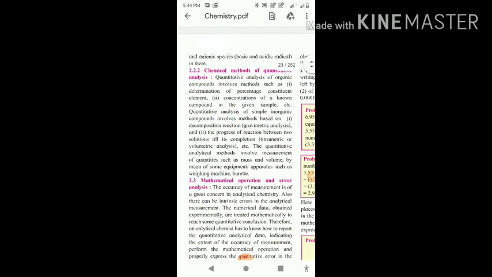The second method is the concentration of a known compound in the given sample. This is all about finding out the concentration in a particular compound. Now this is all about chemical methods of quantitative analysis for organic compounds. Now what about inorganic compounds? For simple inorganic compounds, the methods are based on decomposition reaction, or what we call gravimetric analysis, and also on volumetric analysis.